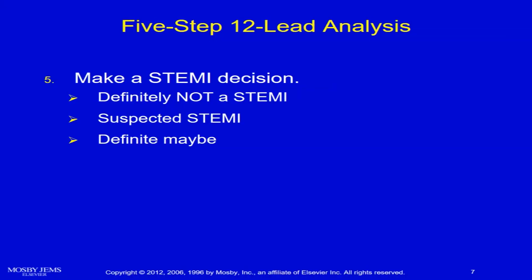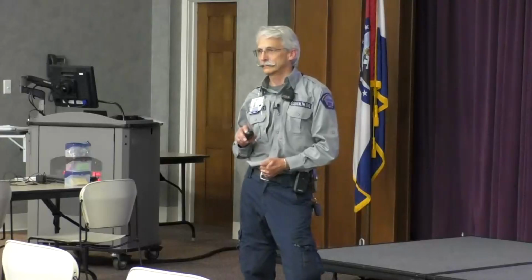Then make a decision. Is something definitely not a STEMI? Now, can I say that they're not having a heart attack? If I say they're not having a STEMI, can I say they're not having a heart attack? They could have a non-STEMI. Well, if there's a STEMI, there must be a non-STEMI. And that's exactly correct. Nobody should be telling someone you're not having a heart attack.